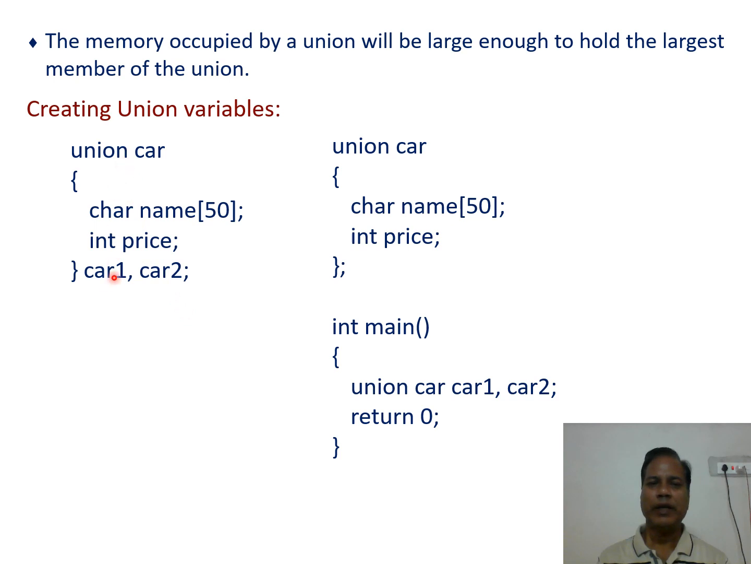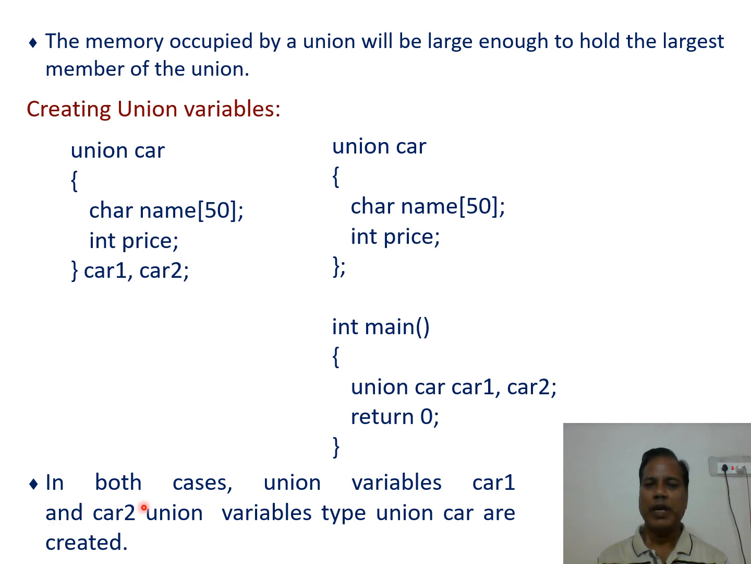So while declaring the union we can declare the union variables, as shown in the second example. After declaring the union, the variables can also be declared in the main function. In both cases, union variables car1 and car2 of type union car are created.